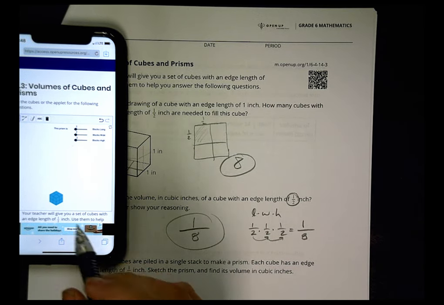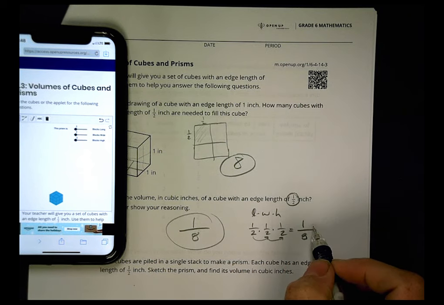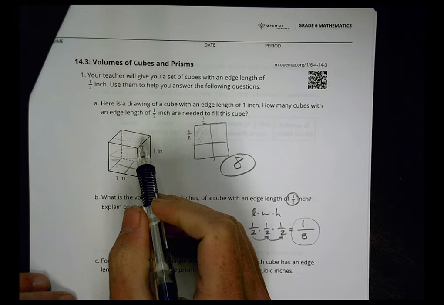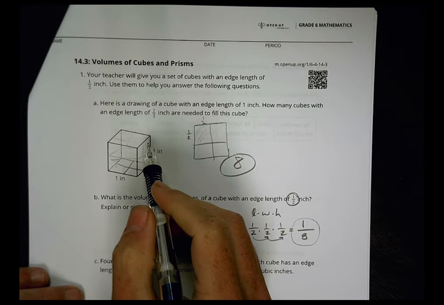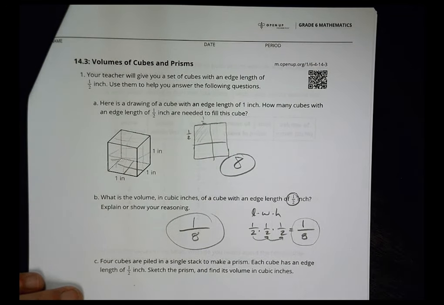So we just want to be able to show visually why that makes sense. Why is a 1/2 inch cube only going to have a volume of 1/8? That's because when you put it back into the 1 inch by 1 inch by 1 inch cube, it only takes up 1/8 of the space.